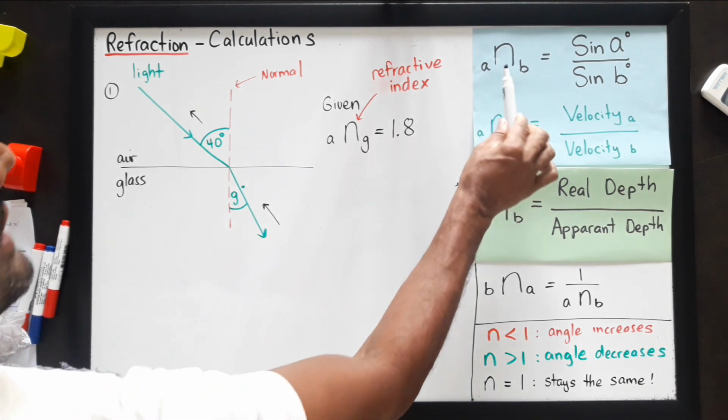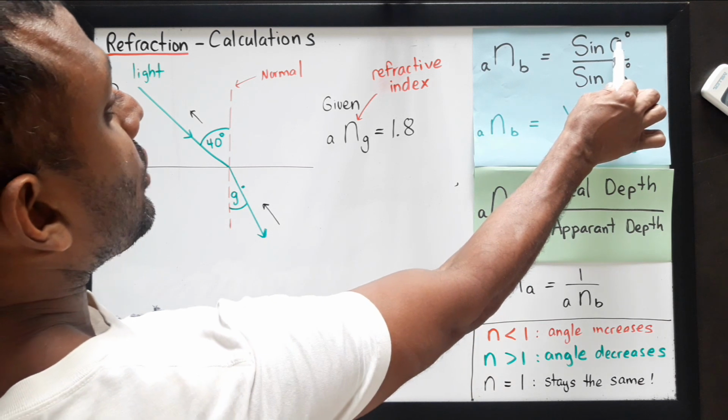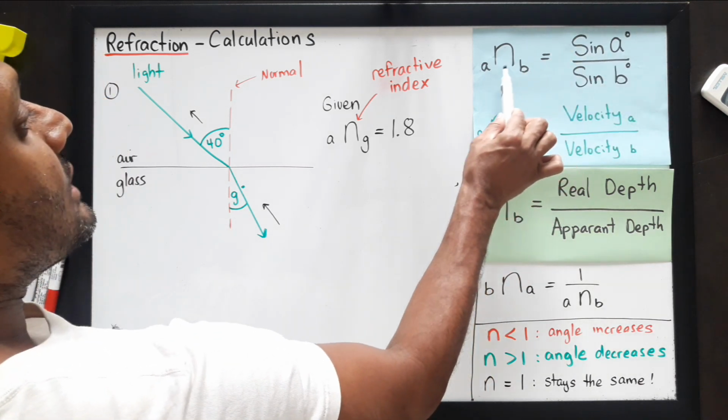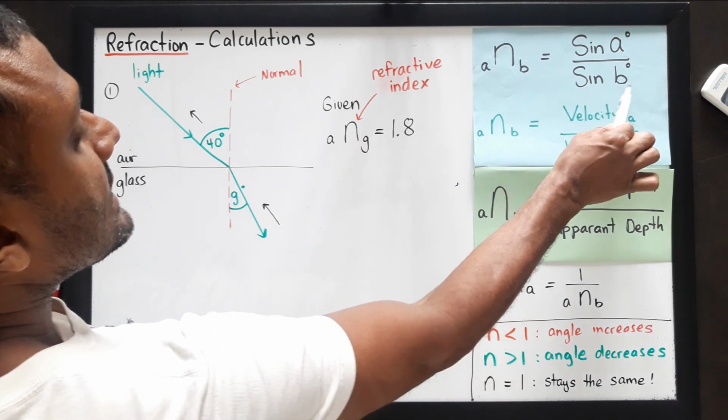Now this formula, be very careful. Notice that the A comes first. The angle A goes on top. So the angle in the first medium goes on top. And you notice the B comes second. So the second letter, the angle goes underneath.